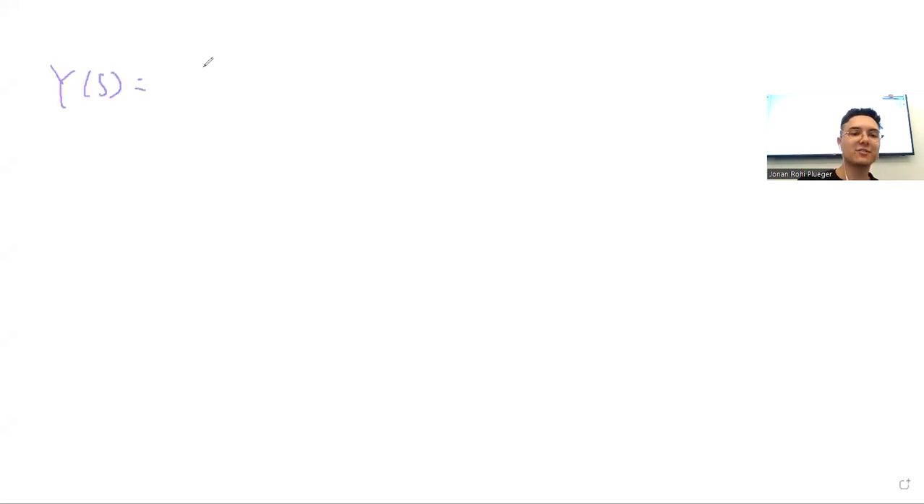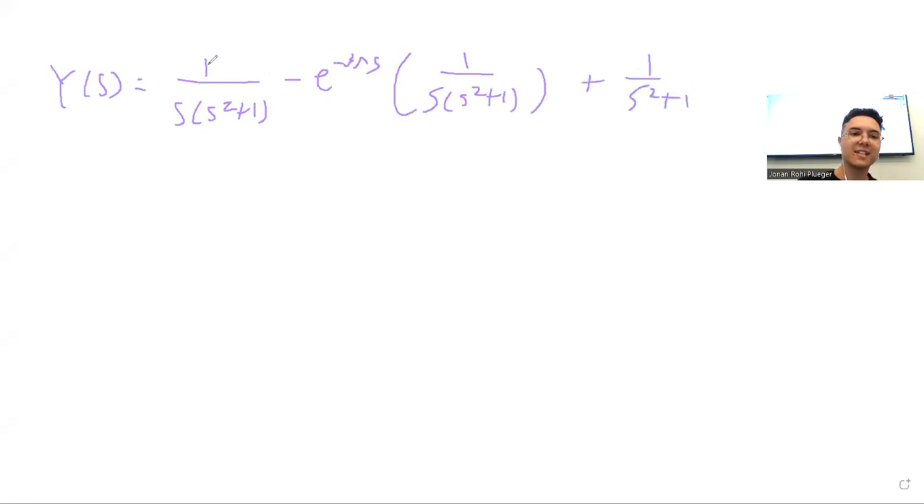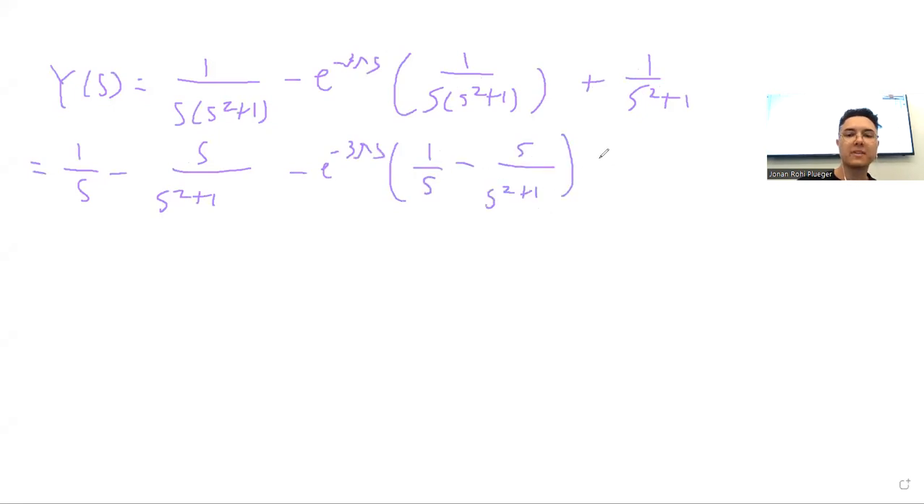Y of s was equal to 1 over s squared plus 1 minus e to the negative 3 pi s, 1 over s squared plus 1, plus 1 over s squared plus 1. We had successfully converted this into 1 over s minus s over s squared plus 1, minus e to the negative 3 pi s, 1 over s minus s over s squared plus 1, yes? And then this here is just 1 over s squared plus 1. And now we can convert. This becomes 1 minus cosine t.